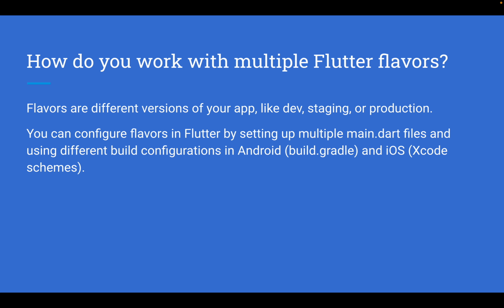How do you work with multiple Flutter flavors? Flavors are different versions of your app like dev, staging or production. You can configure flavors in Flutter by setting up multiple main.dart files and using different build configurations, in the Android build.gradle file and in iOS using Xcode schemes.